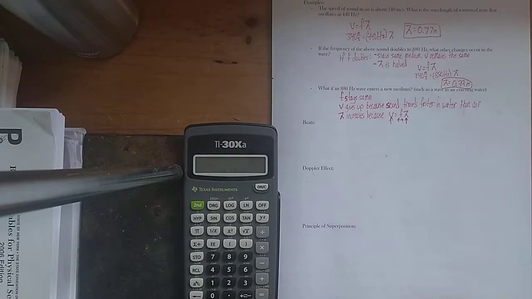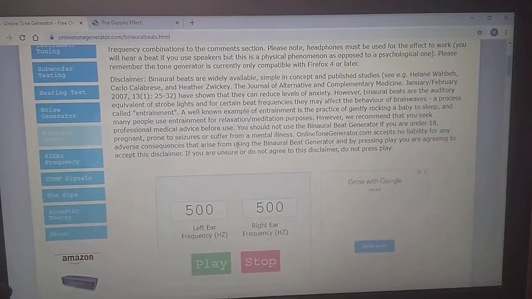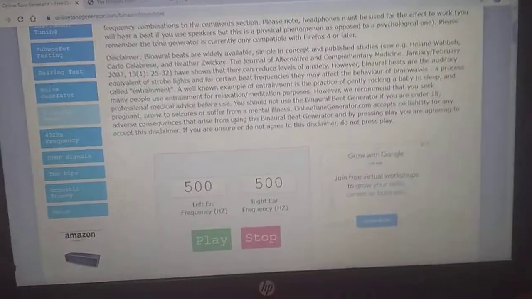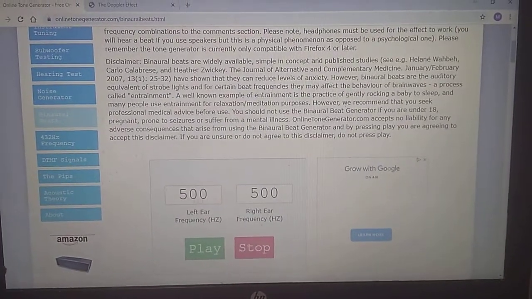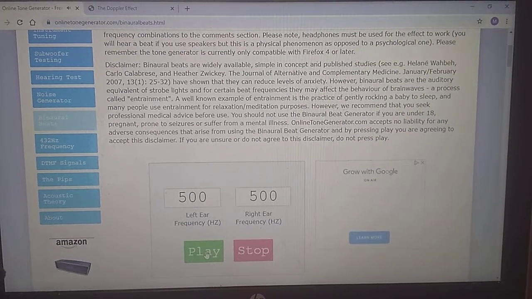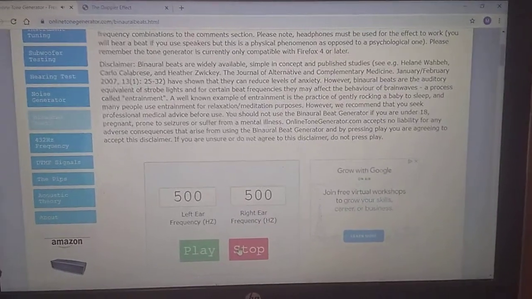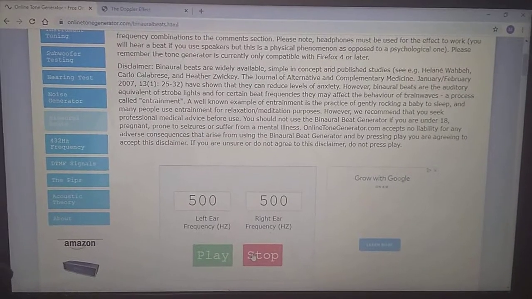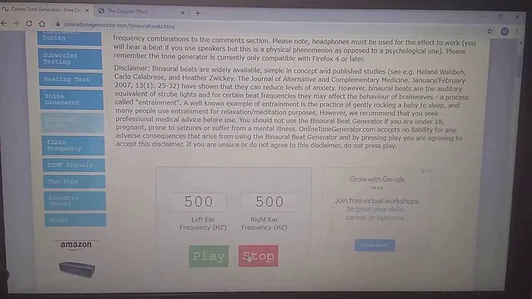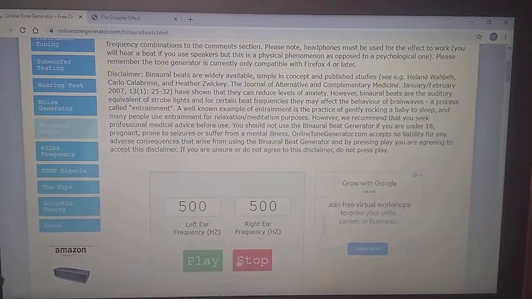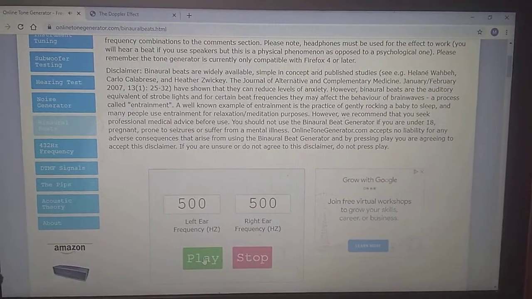So we're going to take a look at a website that I've found, and this is something that you can find as well. Online tone generator, binaural beats. And what this is, when I hit the play button, what's going to happen is you're going to hear a tone. And so you can see that that tone is actually two different tones. If you had headphones plugged in, this would be a little bit different. The left ear frequency is 500 hertz, the right ear frequency is 500 hertz. And just to, again, remind you what that sounds like, it sounds like this.